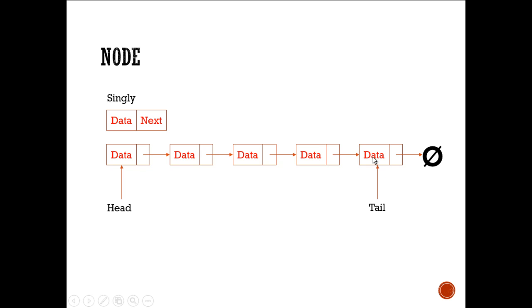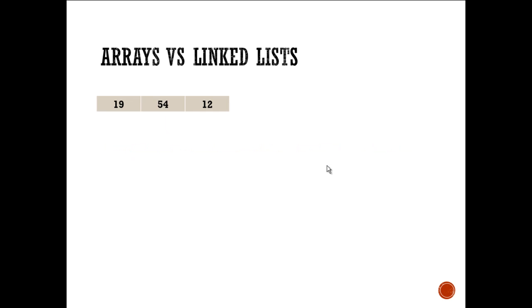Now, if you look at the last node, its next points to null, and this is how we know we're at the end of the linked list. We know that for the last node, there's nothing after it, so once we reach the null, we know that we're at the end of the linked list.